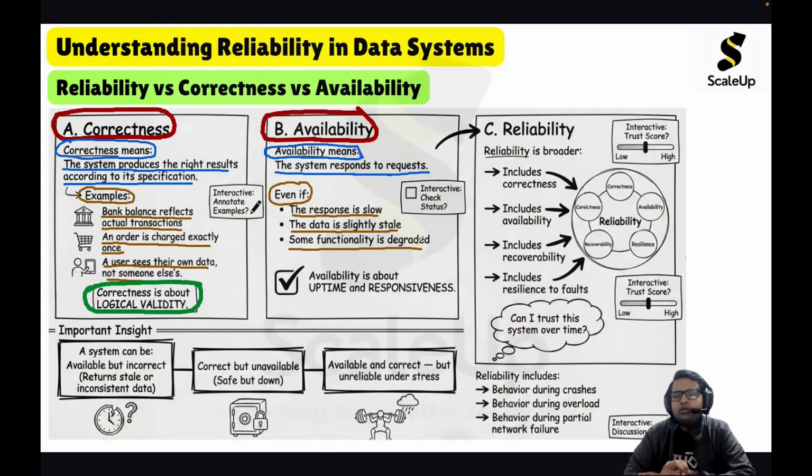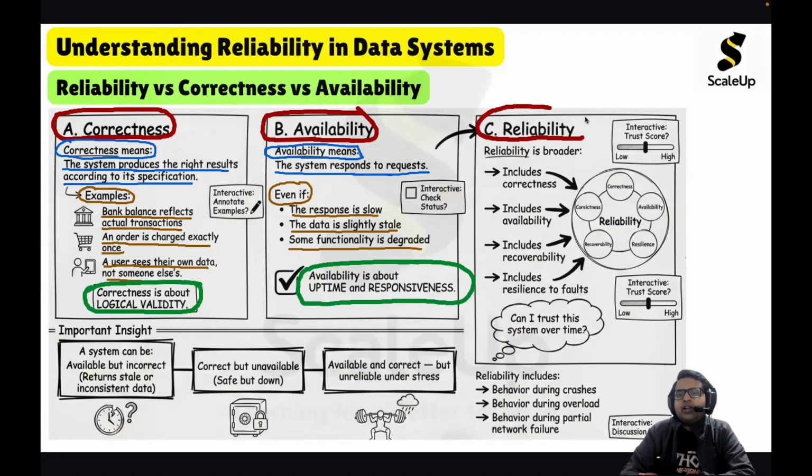Even if the response is slow, it's fine. Even if the data is slightly stale, it's fine. Even if some of the functionality of the system is degraded, that's also fine. So availability is about the system responding to incoming requests. Availability is about uptime and responsiveness. Okay, now we'll talk about reliability. Until now we saw correctness, which is about logical validity, wherein the system produces the right results according to the specification. Availability is about uptime and responsiveness, wherein the system responds to incoming requests.